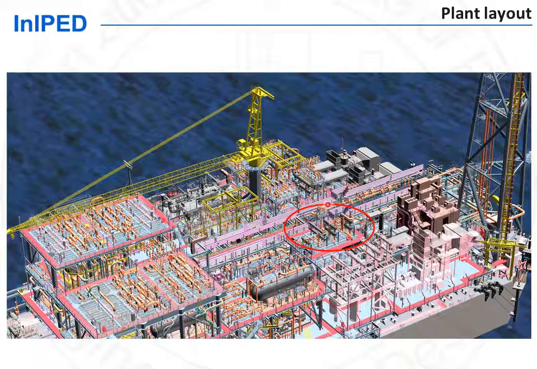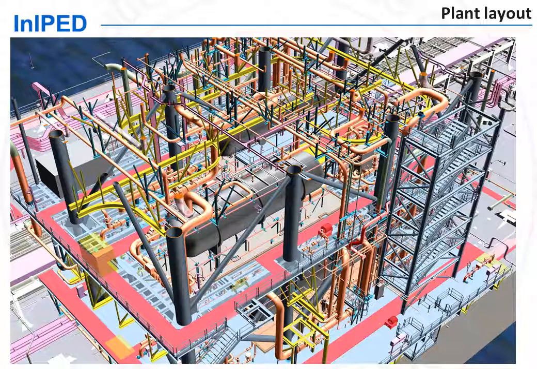Shell and tube heat exchangers are subject to frequent maintenance, which requires the removal of the tube bundle. Therefore, these heat exchangers have been located on the top level, on the top deck of this FPSO, in order to be accessible by the crane. In fact, the equipment layout for offshore facilities is strongly determined by maintenance requirements, by accessibility for maintenance.